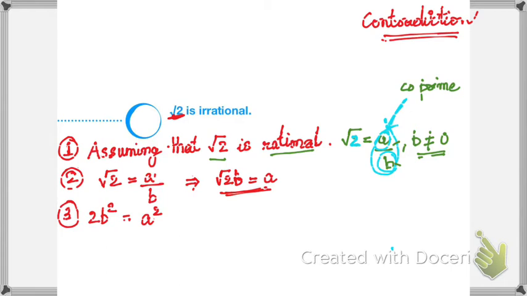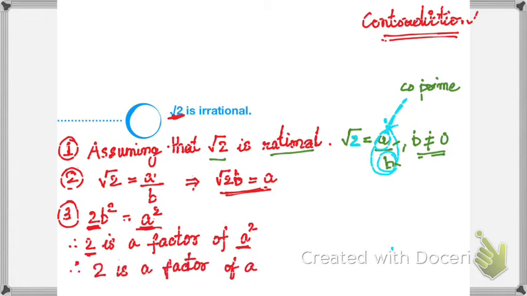That means you can write that 2 is a factor of a square. And by the fundamental theorem, you can also tell that 2 is a factor of a. Since 2 is a factor of a square, therefore by the fundamental theorem 2 is a factor of a.